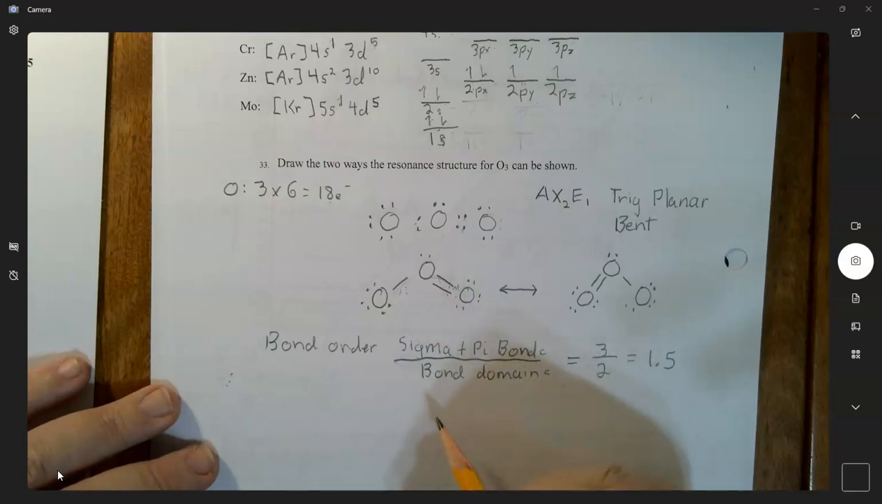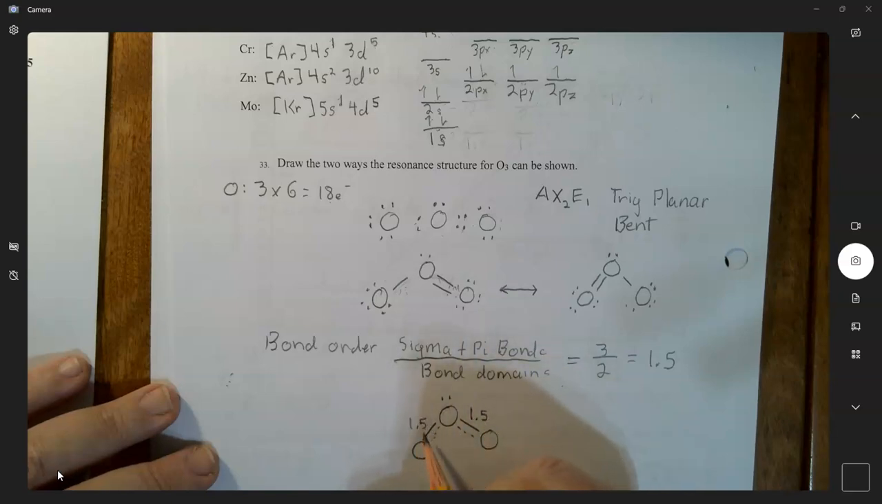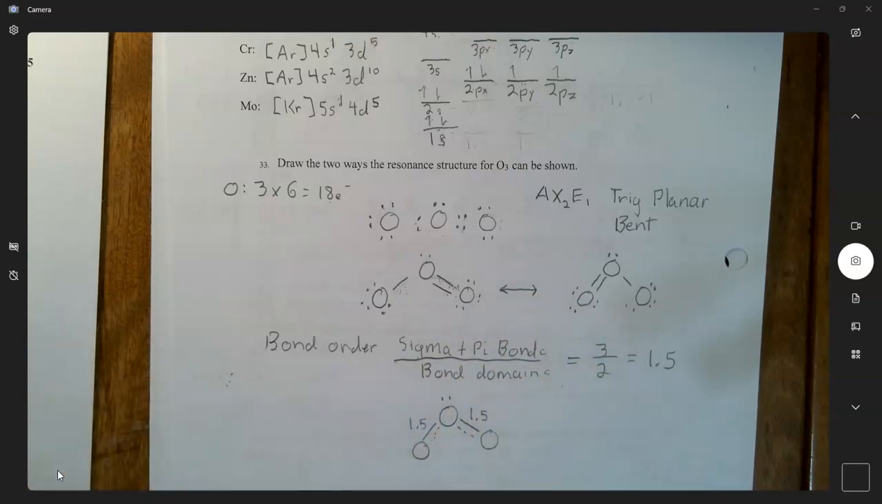So the other way you could draw it, I actually like this way better. First of all, you only have to draw one structure. You draw a straight line and then a dashed line, and then here you have a straight line and a dashed line. This is 1.5, and this is 1.5. In other words, the electrons are kind of buzzing around between those two bonds. So those are the two ways you can draw a resonance structure. Be sure you know how to do that, and be sure you know how to calculate bond order.